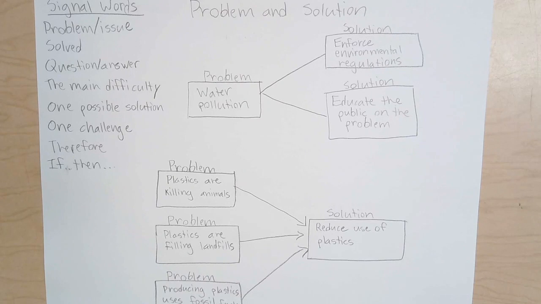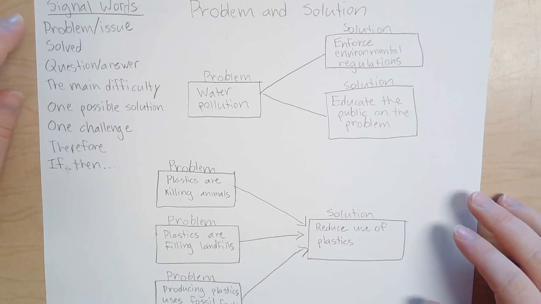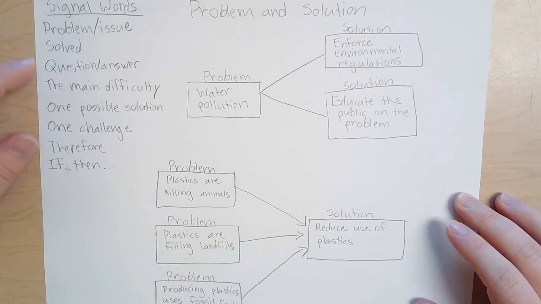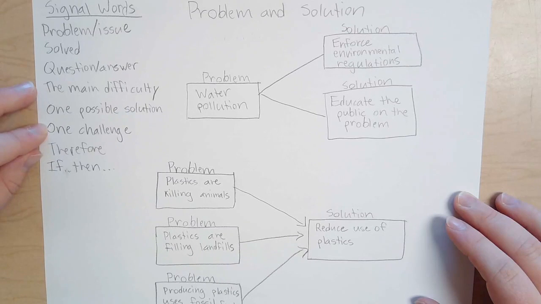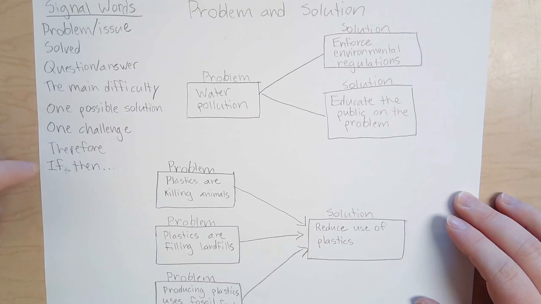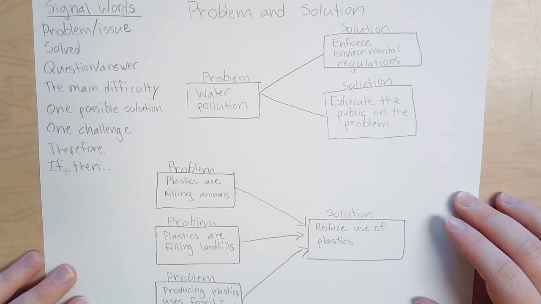Really, the only difference is that with problem and solution, it's specifically talking about, well, a problem and a solution. And a lot of times, the solution has not even happened yet, whereas in cause and effect, it's usually talking about something that's already happened. Some single words you might see with this are problem or issue, solved, question and answer, difficulties, possible solutions, challenges, therefore, and then the if-then statements we were talking about before.